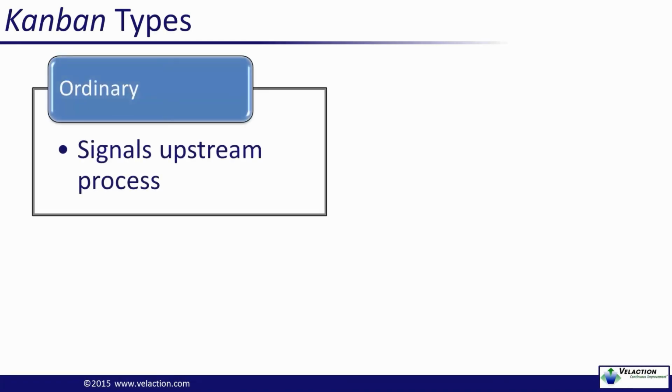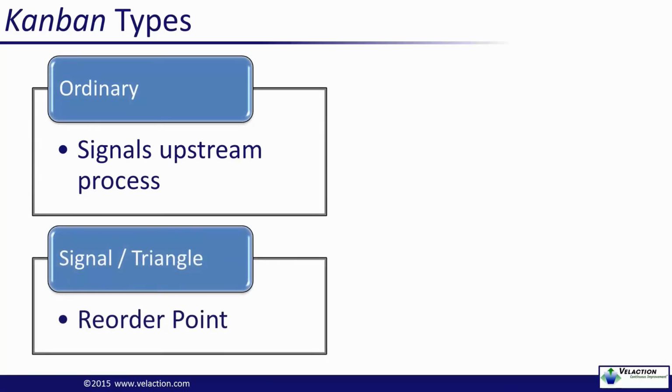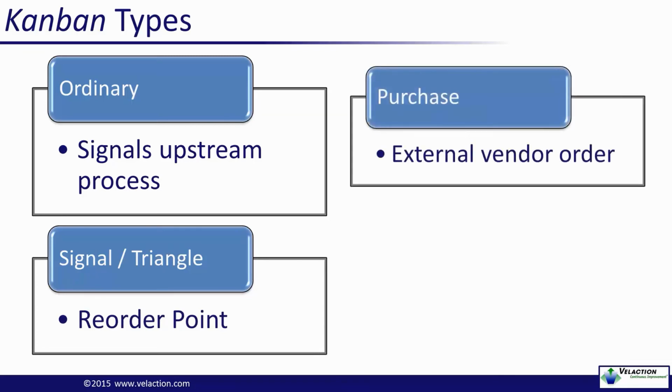Now, not all Kanbans are created equal. Ordinary Kanbans signal upstream internal groups to produce. Signal or triangle Kanbans, which we will talk about in more detail later, basically manage reorder points. Purchase Kanbans look nearly identical to ordinary Kanbans, but are a different color. You may also see purchase Kanbans color-coded to specific vendors that provide a large number of parts.